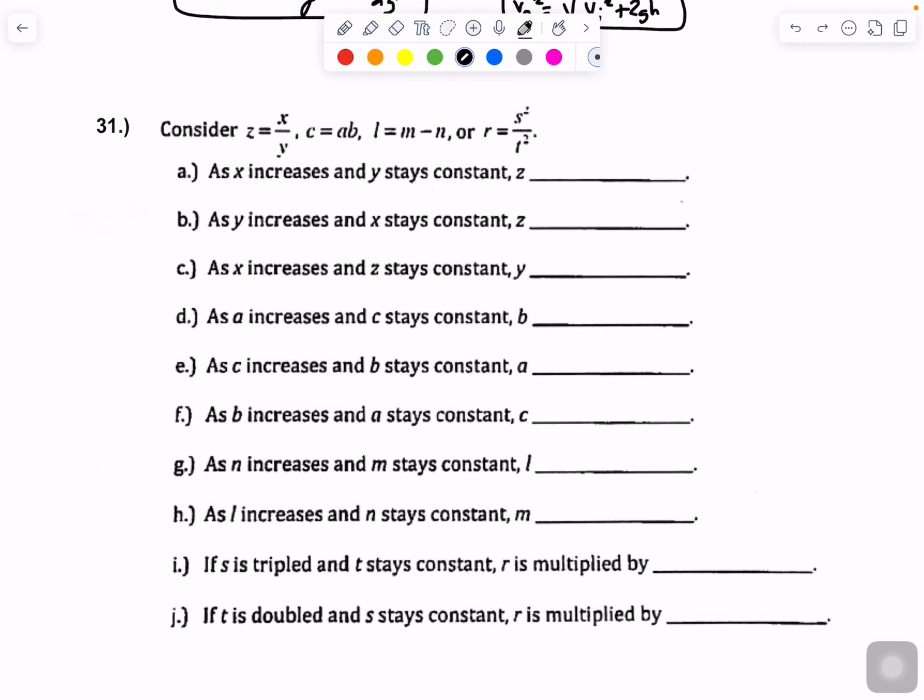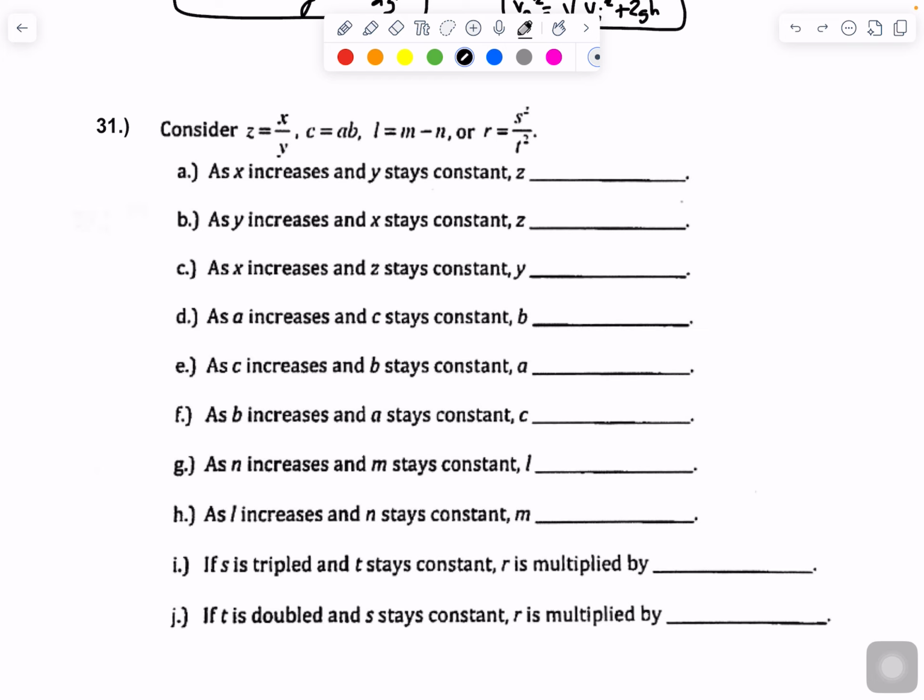Okay, part 6. Part 6 of this video tutorial series is going to revolve around question 31. Now, question 31 has to do with relationships. In other words, if one variable increases, does another variable increase, decrease, or stay the same? And by what value might it increase, decrease, or stay the same? So let's take a look.